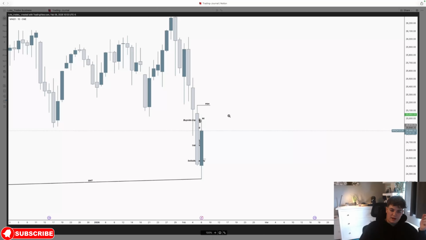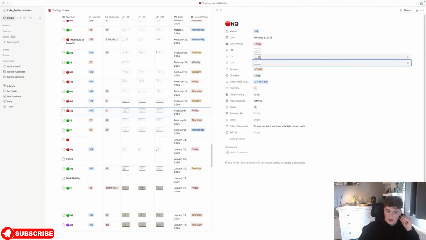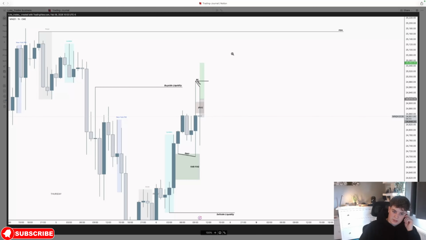So let's have a look. Let's go from the top-down analysis. It looks like I was trying to trade back into the range. We've had 3 days of expansion, so I was looking for a new phase of price, and I was looking for a reversal, right? Targeting previous day high, SMT to lows. Pretty simple.